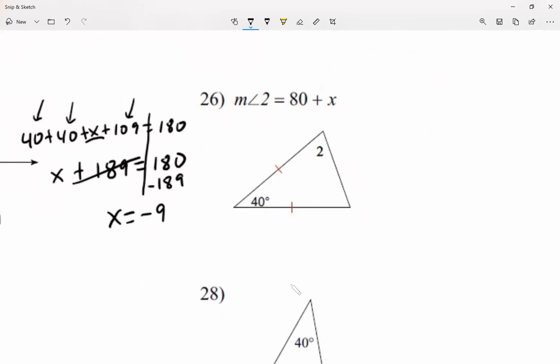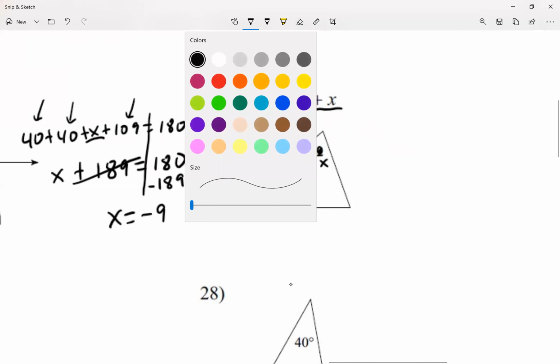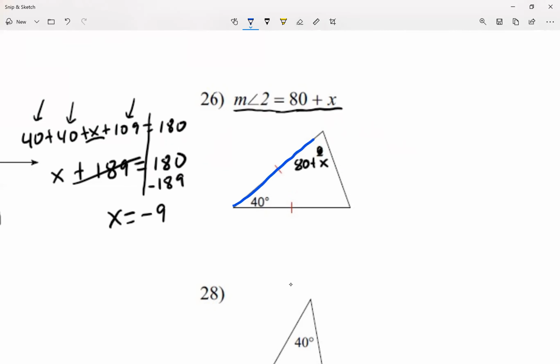All right, let's take a look at number 26. Measurement of angle 2 is 80 plus x. So this 2, let me replace it with 80 plus x. Okay. I see two sides that are equal, right? Two sides have a slash. So let's see. This side is opposite to this angle. This side is opposite to this angle. Now those two sides are equal, so those two angles that I just marked are also equal. So the blue angle, I'm gonna say it's 80 plus x.